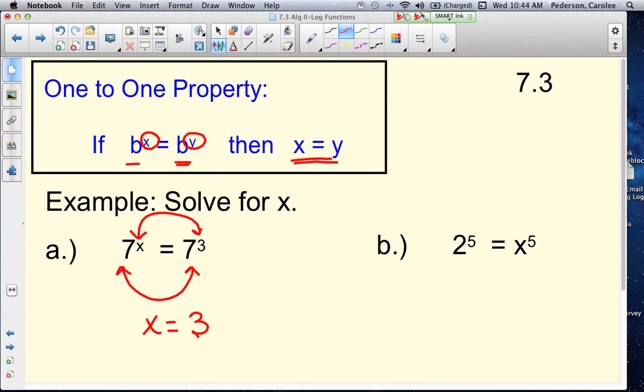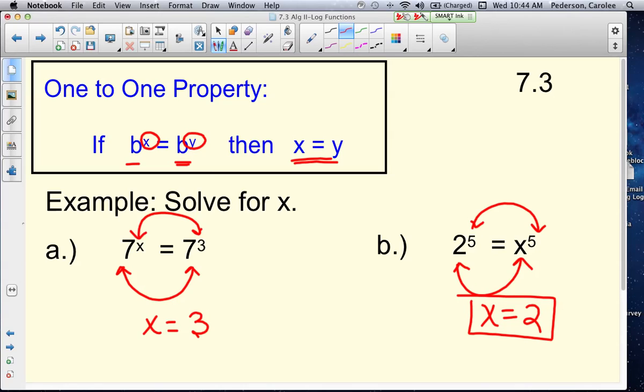We can also use the one-to-one property. If my exponents equal each other, then my bases would equal each other. So what does x equal in this equation? x equals 2. So that's how you can use the one-to-one property.